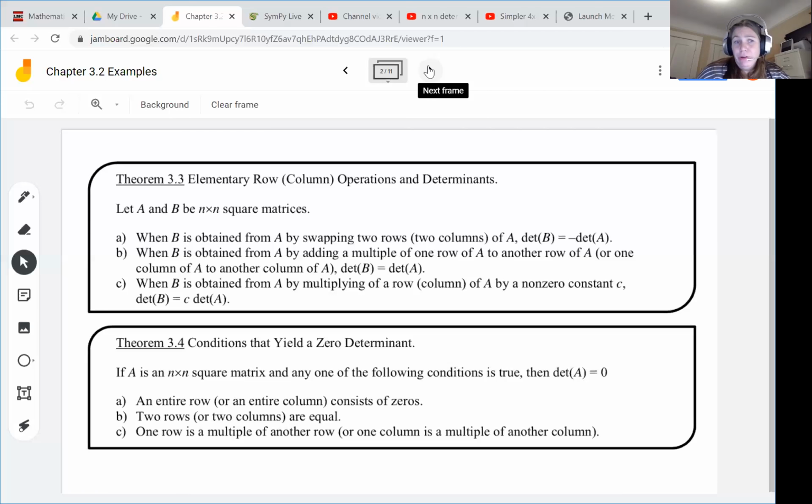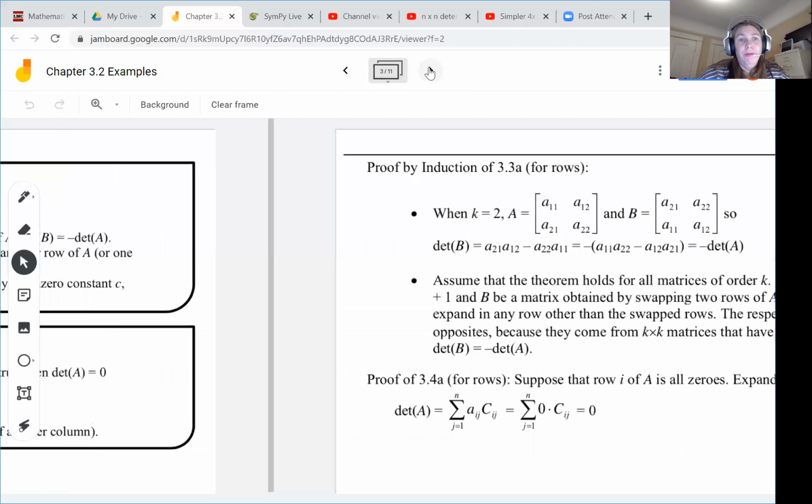Condition B that yields a zero determinant is that two rows or two columns are equal. If you think about that, you could cancel them out. We could use row operations and cancel those out, and we'll see why. Condition C is that one row is a multiple of another row, or one column is a multiple of another column. Again, you see how you could cancel those out just by using the non-zero constant multiplication through.